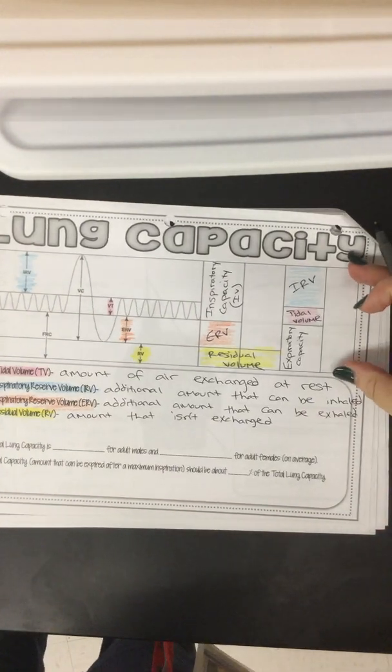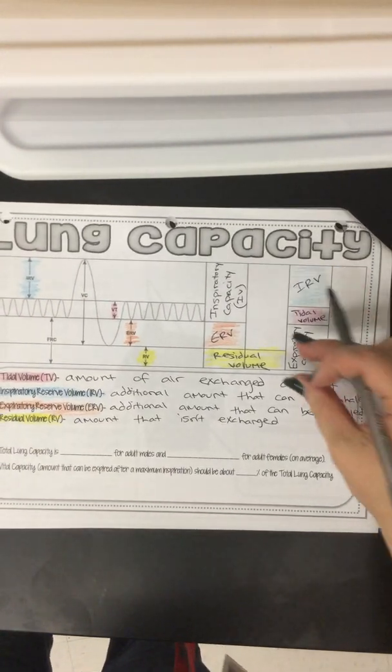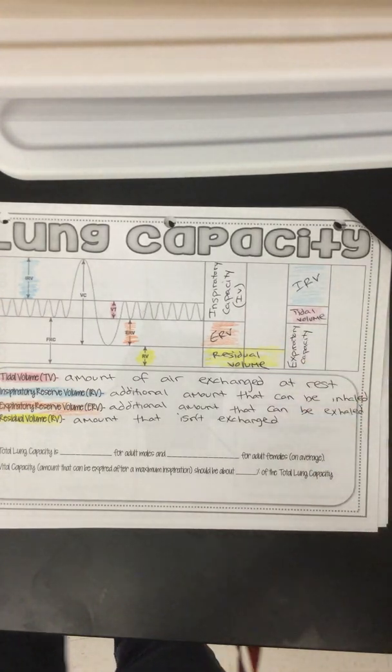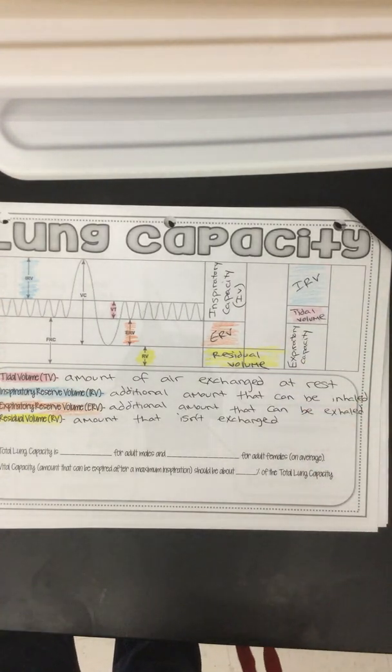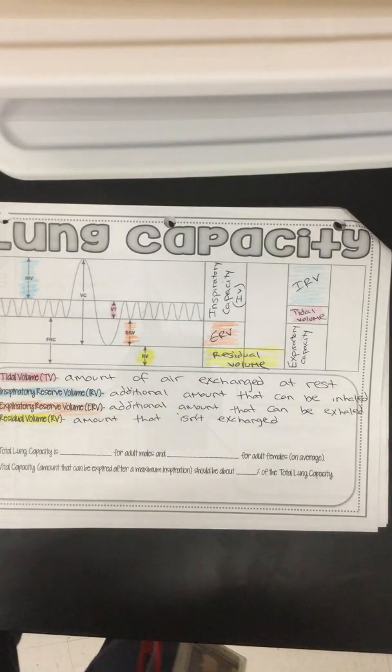This last bar over here is the total lung capacity. So there's always a little bit that makes it into your lungs, but you don't actually exhale it, or it might be some of the nitrogen and stuff that we don't use anyway. We just breathe it back out.